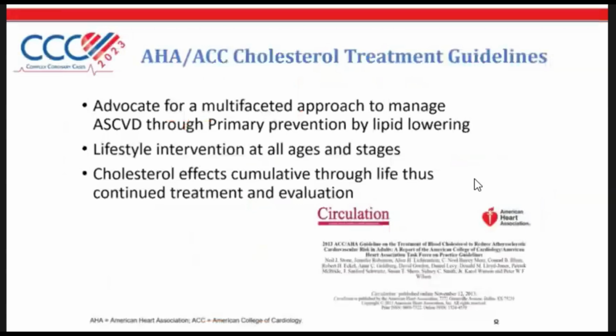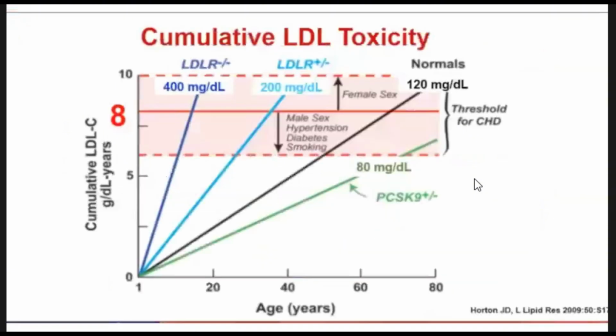So why am I talking about all these things? Because LDL cholesterol accumulates over life and causes toxicity. That's why there's something called cumulative LDL toxicity. What is the cumulative LDL toxicity index? That is given as the number 8. When you reach this number, you get your first atherosclerotic cardiovascular event. So when you reach this number, you get your first event in your life. How is it determined? It's determined by your LDL cholesterol level.